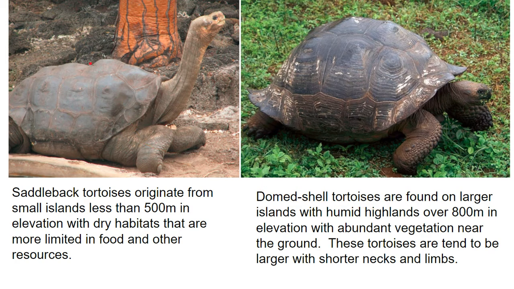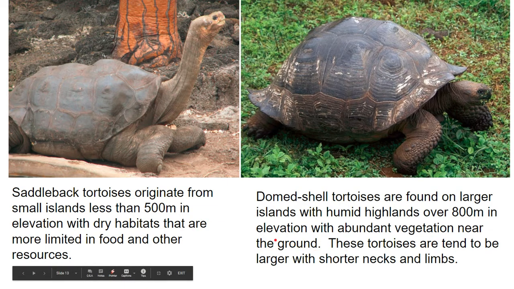So we've got these saddleback varieties. They have these long necks, right? And longer limbs. They have a different shaped shell, and saddleback tortoises originate from small islands less than 500 meters in elevation with dry habitats that are more limited in food and other resources. The dome-shelled tortoises are found on larger islands with humid highlands over 800 meters in elevation with abundant vegetation near the ground. These tortoises tend to be larger with shorter necks and limbs.